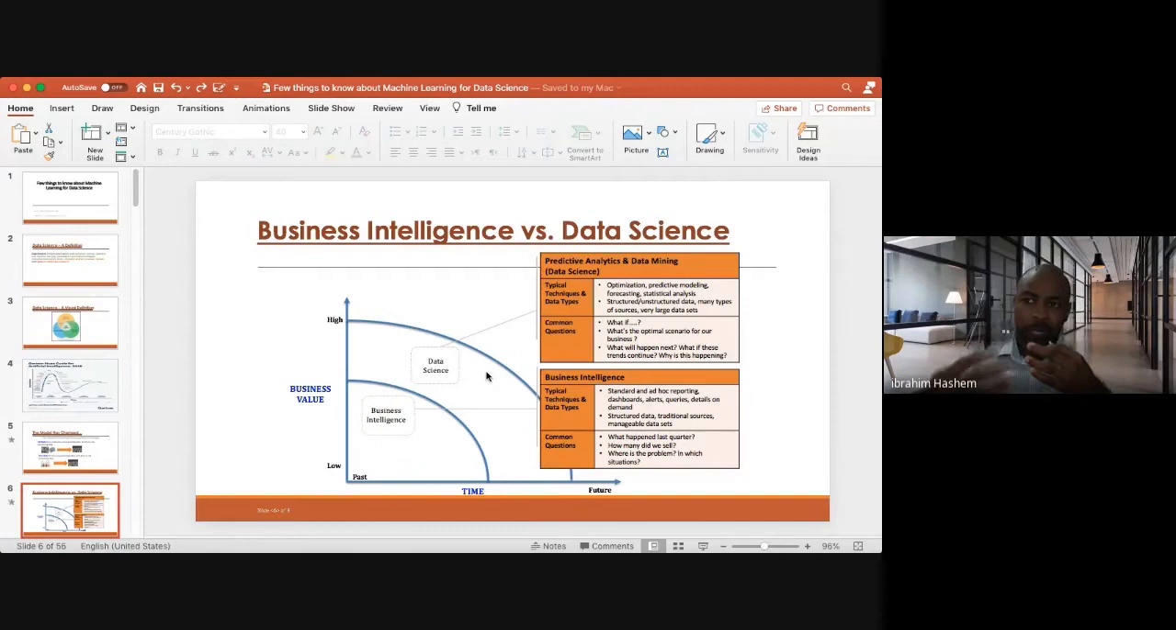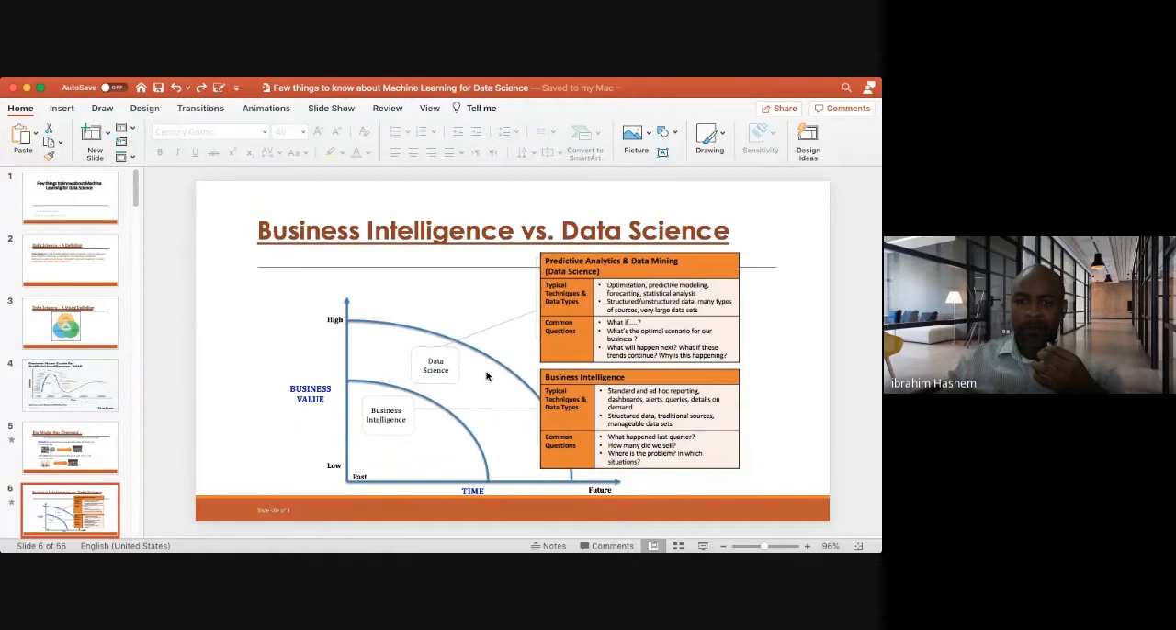The common question we normally have is: what if, or what is the optimal scenario for our business, and so forth. These are the kinds of questions that we normally ask when we deal with a data science kind of project.